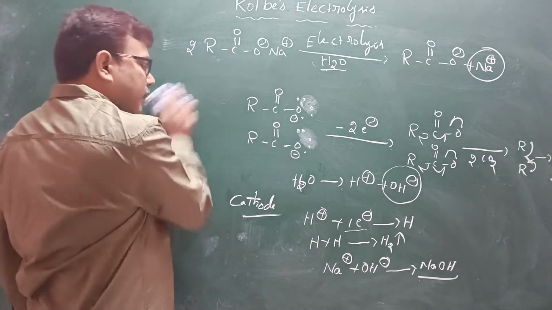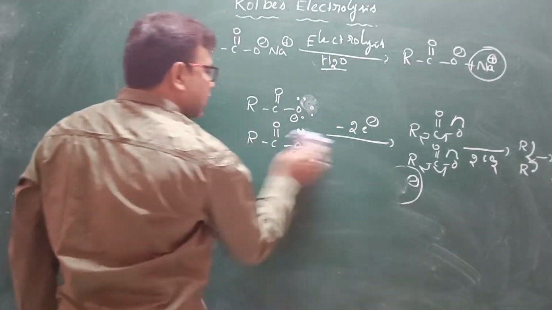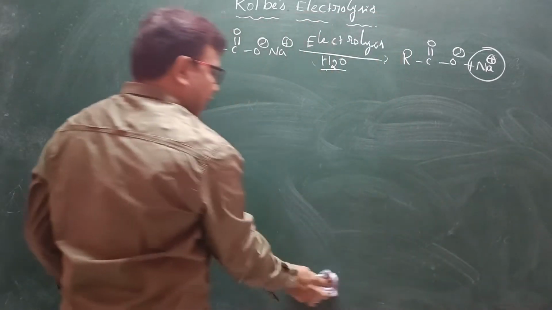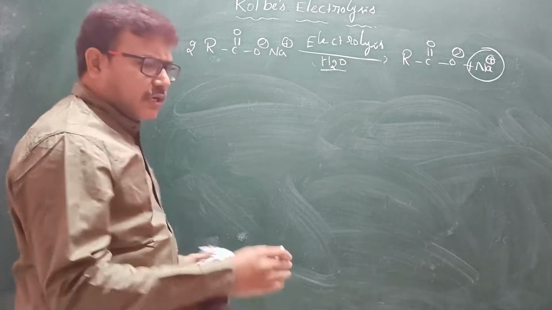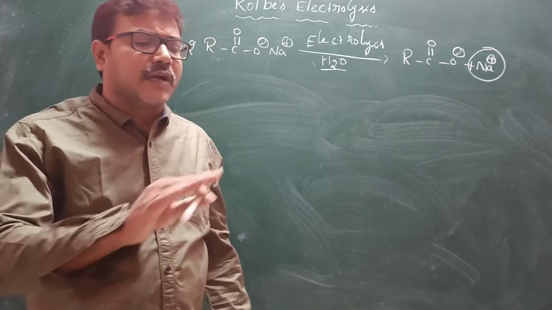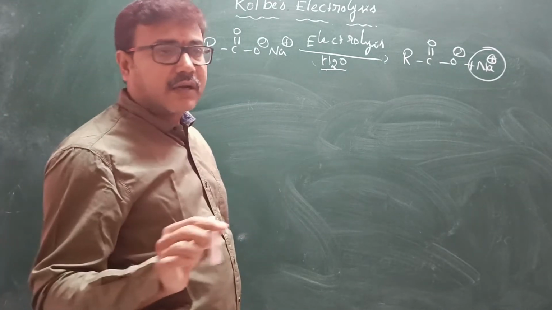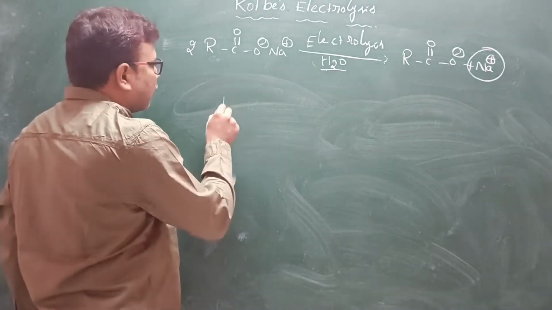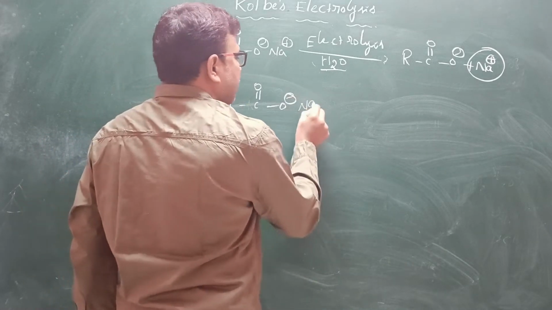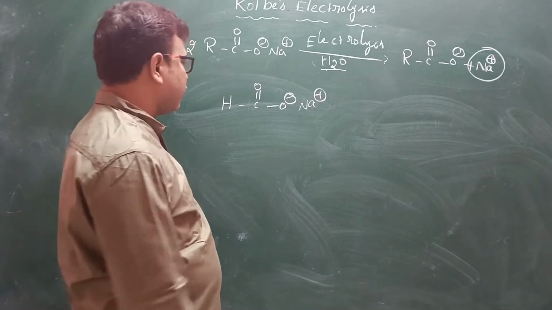So you see another interesting example, sodium formate. The general statement: most lecturers say that in Kolbe's electrolysis hydrogen gas is liberated at the cathode. Which gas is liberated at the cathode? Hydrogen gas. But in the given example, sodium formate undergoes Kolbe's electrolysis. Which gas is liberated at the cathode and anode?